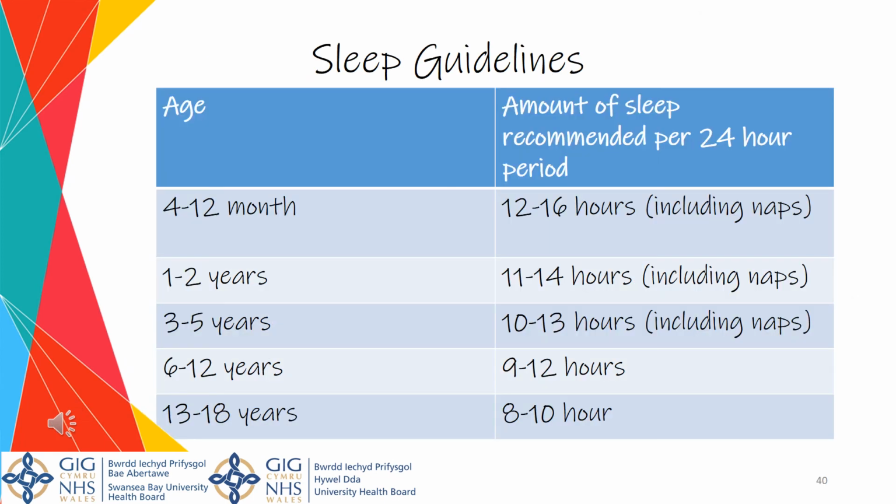The American Academy of Sleep Medicine suggested the following guidelines for typically developing children. So the amount of sleep recommended for a 4 to 12-month-old would be 12 to 16 hours. For a 1 to 2-year-old, it would be between 11 to 14 hours. And a 3 to 5-year-old would be 10 to 13 hours. All of these would include naps. For 6 to 12-year-olds, it is recommended that we would have between 9 to 12 hours, and 13 to 18-year-olds would be recommended 8 to 10 hours.